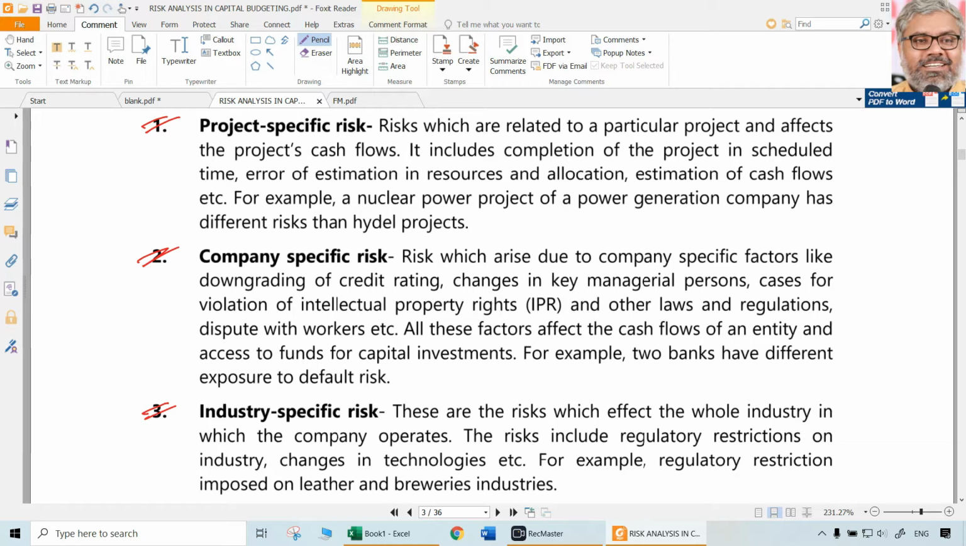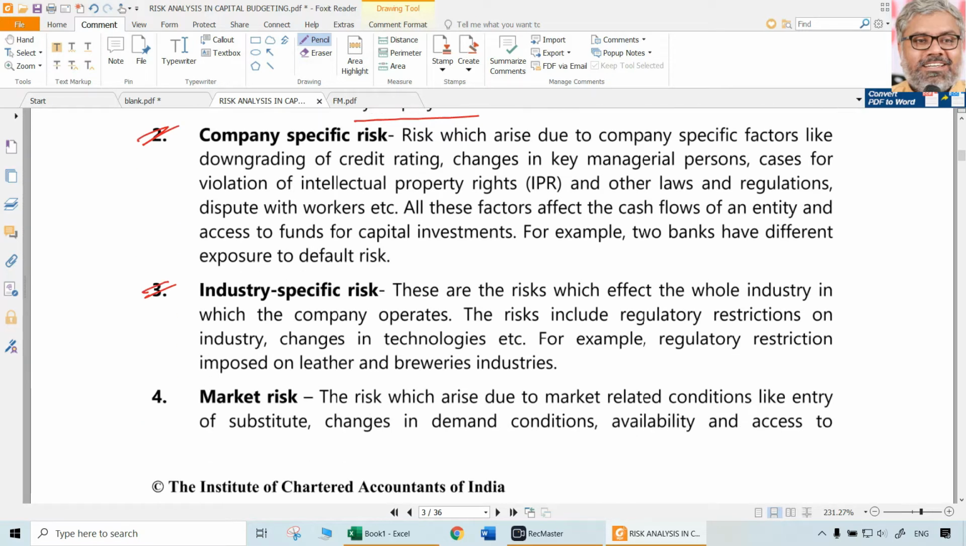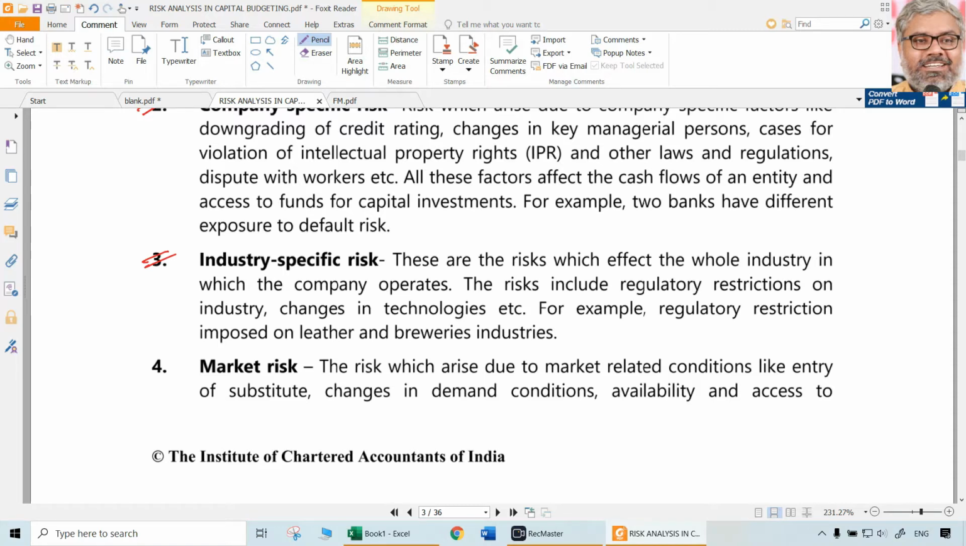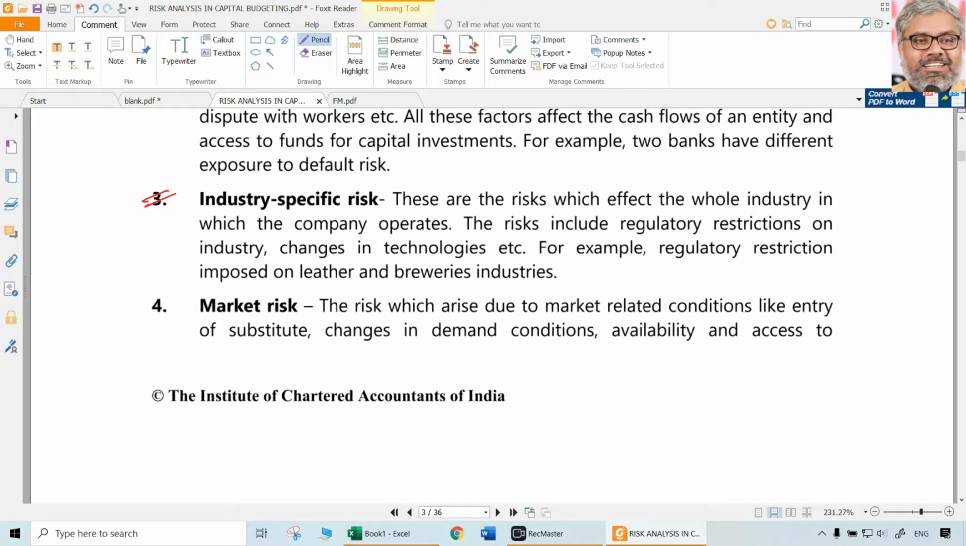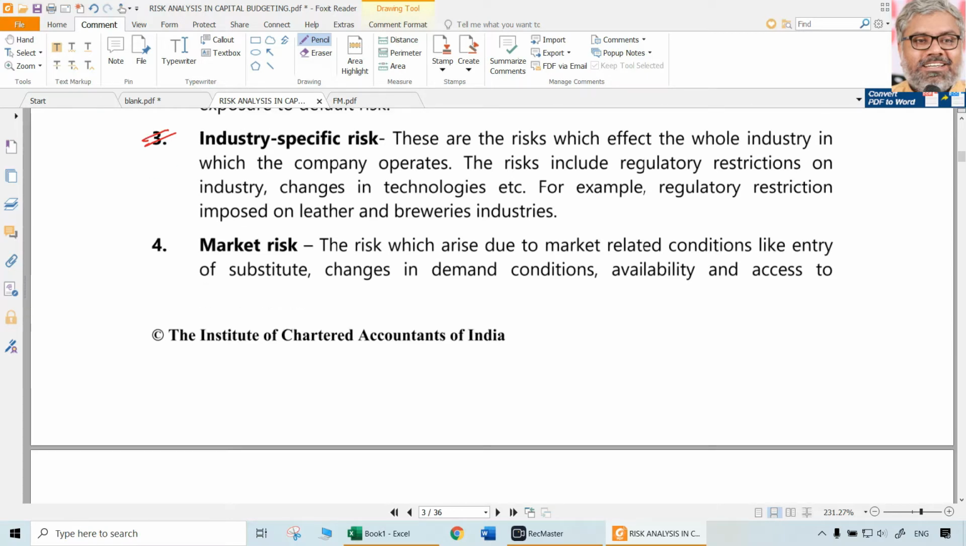Project specific risk could be related to the project itself. For example, let us say a nuclear power project is supposed to be constructed. It involves a risk automatically. That is definitely more risky than a normal hydel project. So every project will have its own type of risk. That is project specific risk. Company specific risk will be related to the company as a whole, mainly the management, we can say. Industry specific risk can be related to the industry in which the company is operating.